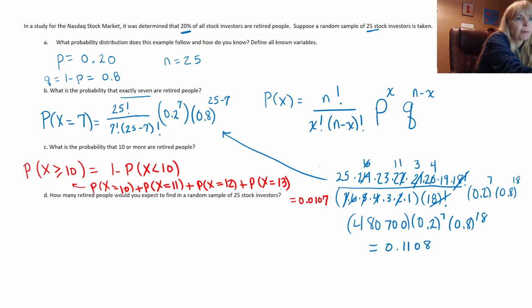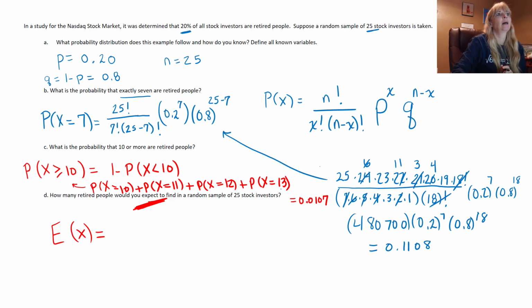All right, how many retired people would you expect? Expected value, the expected value in a binomial. What's the formula?